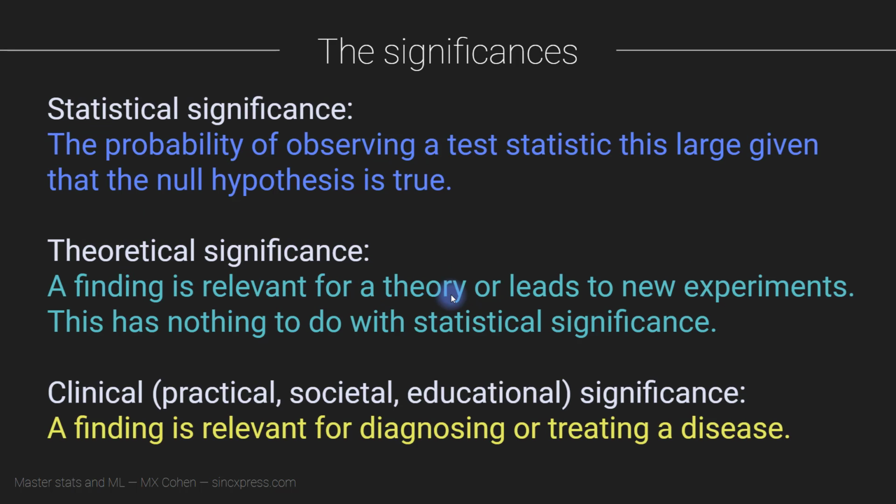So that's just a few different examples, and the main point is that it's important to keep in mind that although statistical significance is the main goal of statistics and statistical modeling, whether a finding is statistically significant is a separate issue from whether it is theoretically significant or clinically or societally significant.